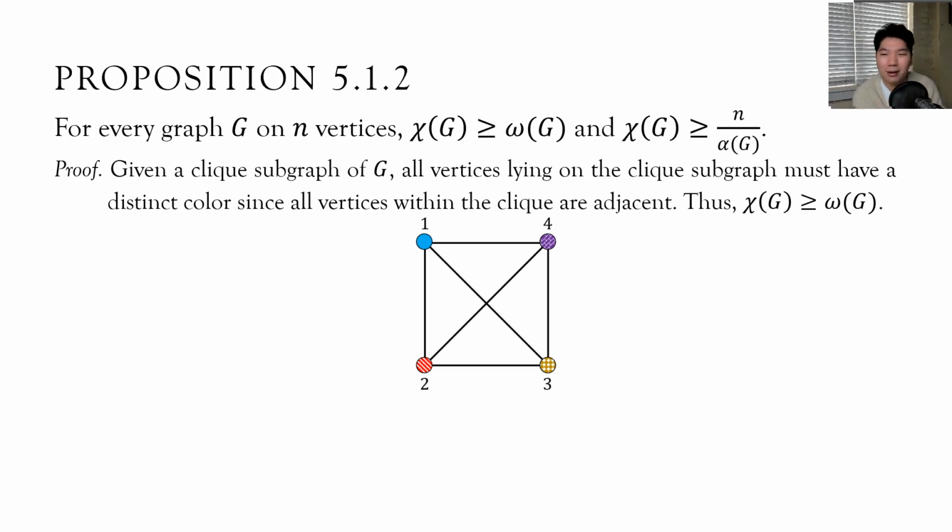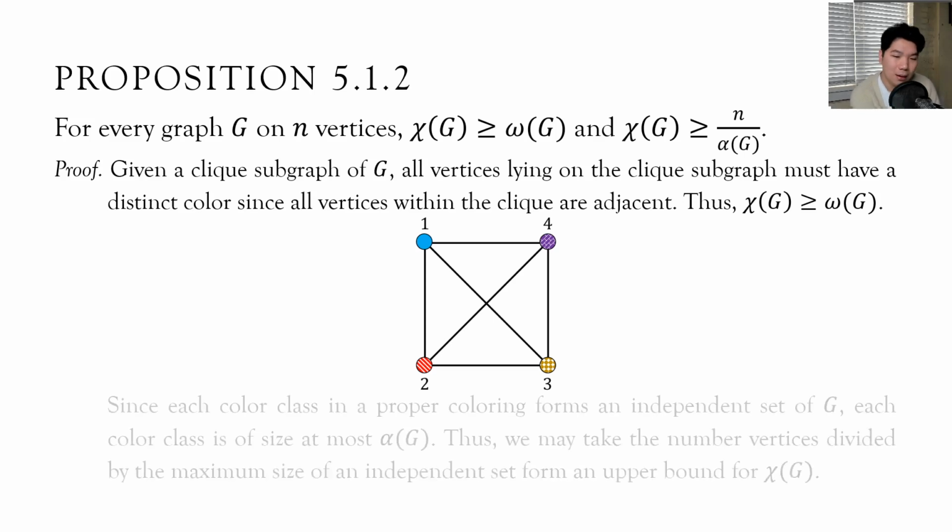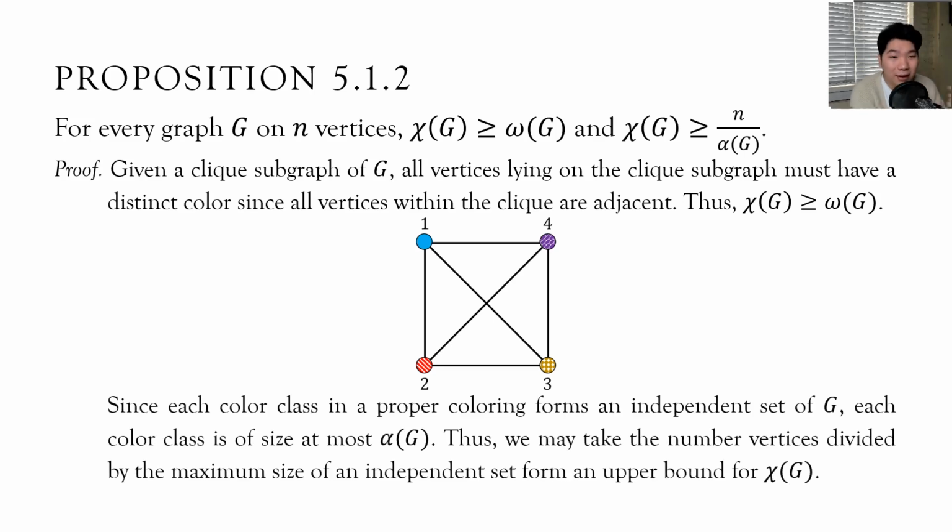But what about the second part? How do I know that chi has to be at least the number of vertices divided by the largest independent set size? So one thing that we want to note is that if I look at a graph, each color class in a proper coloring is actually an independent set of G. Remember, in a proper coloring, my colors are not adjacent to each other. So vertices of the same color are not adjacent. Or we can just say they're independent, in other words.